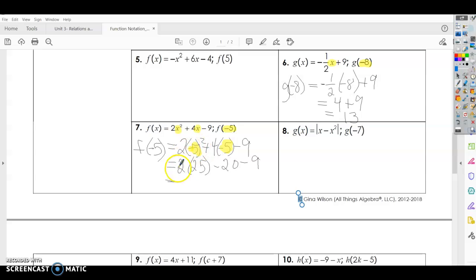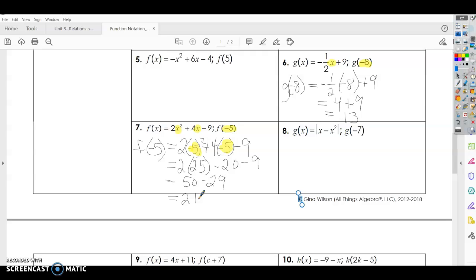Now I multiply after I did my powers. So 2 times 25 is 50. 50 minus 20 and negative 9. I can go ahead and combine those if I want. And then 50 minus 29 is 21.